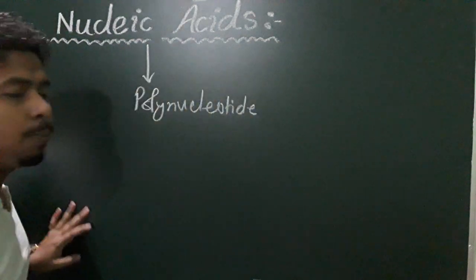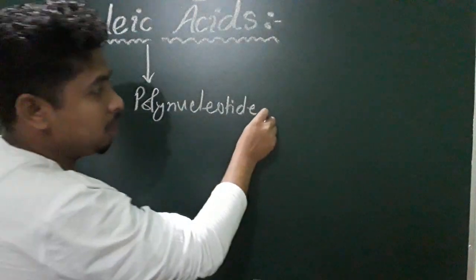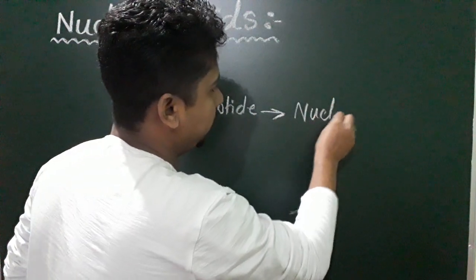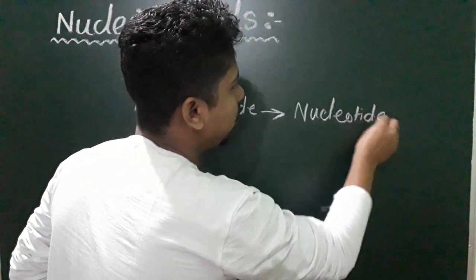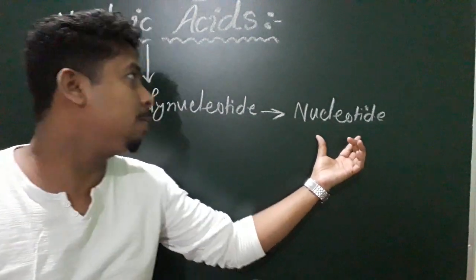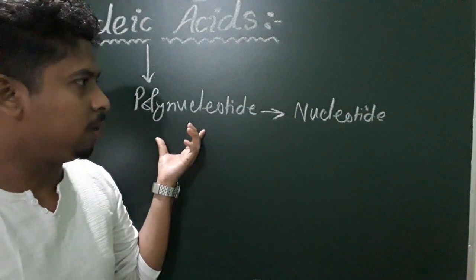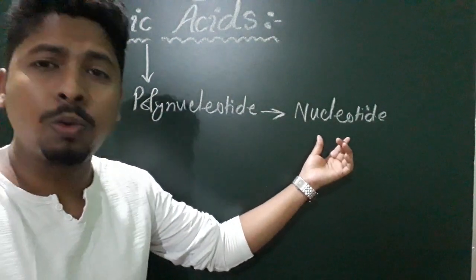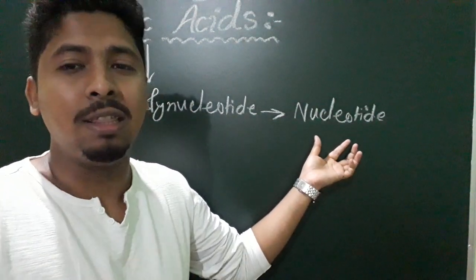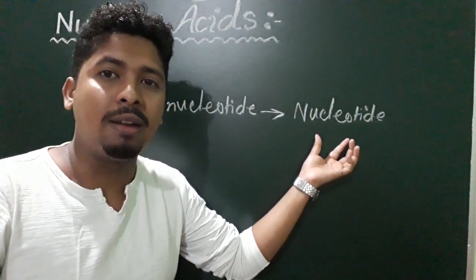Why are they called polynucleotides? Because in this polynucleotide, or nucleic acid, the repeating structural unit is a nucleotide. A large number of these nucleotides combine to give rise to a polynucleotide, and this polynucleotide is nothing but nucleic acid. In the structure of nucleic acids, these nucleotides are linked with a bond, or linkage, called the phosphodiester linkage.